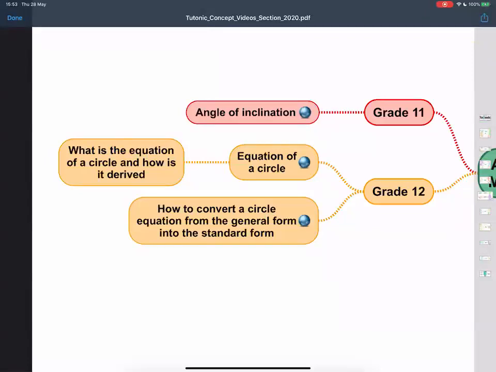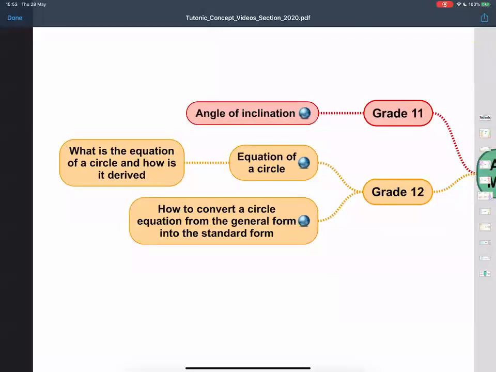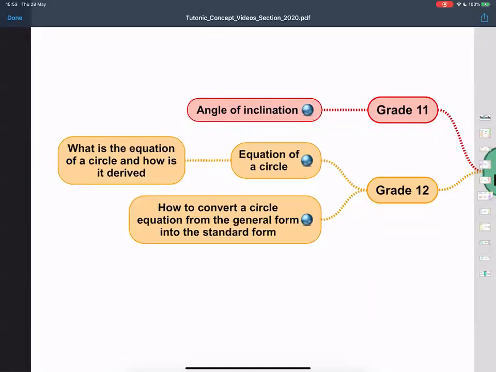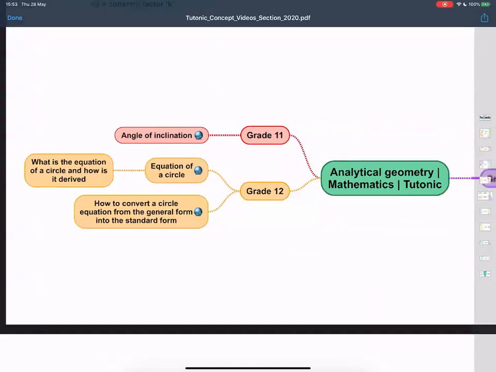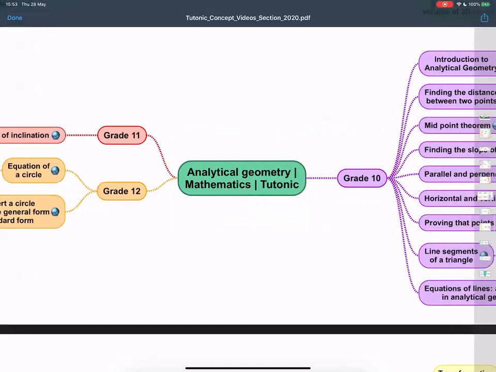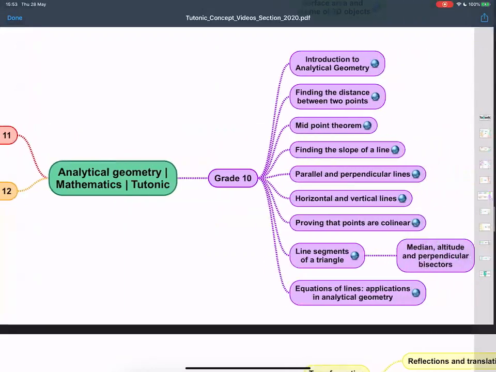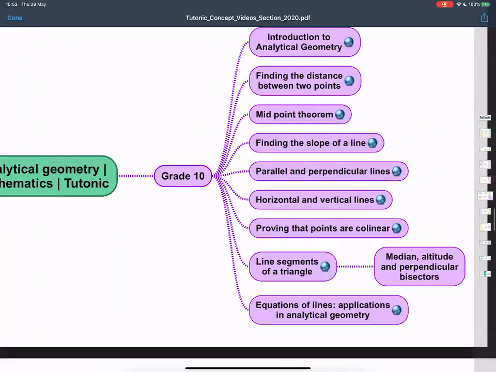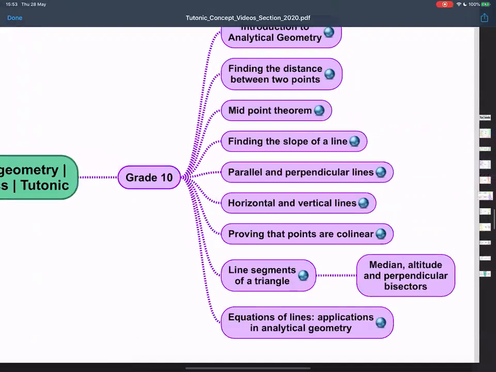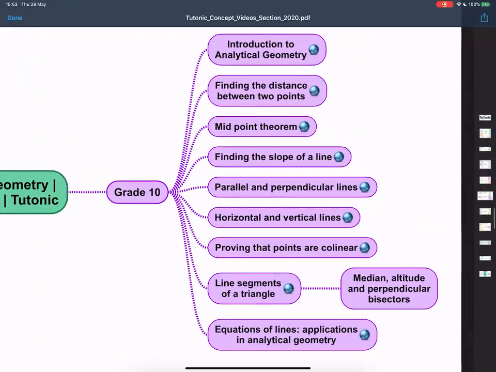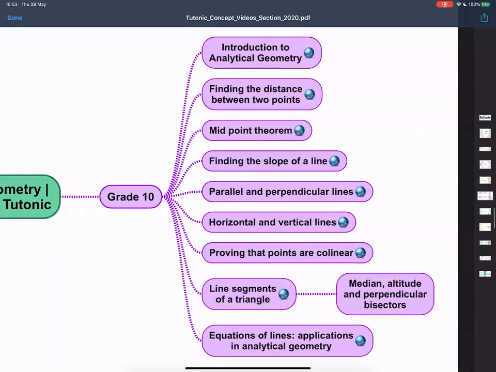But what I want you guys to realize is that look at the grade 10 analytical geometry. Do you guys see how big that is? It's a lot, right? It's not difficult concepts, but there's a lot of small concepts.